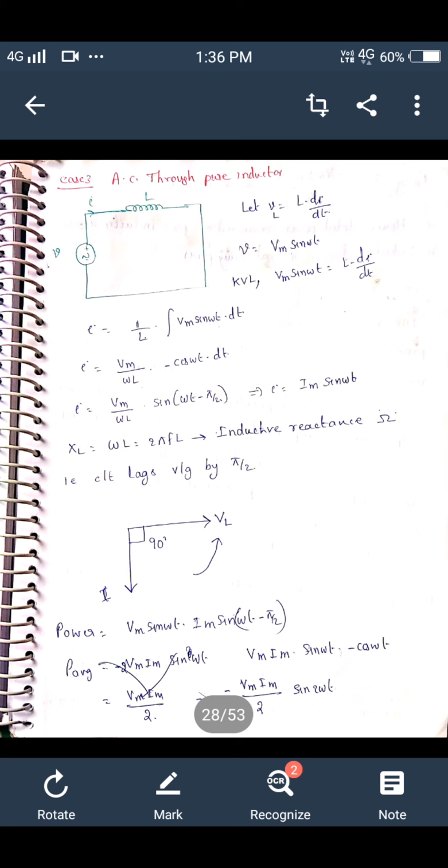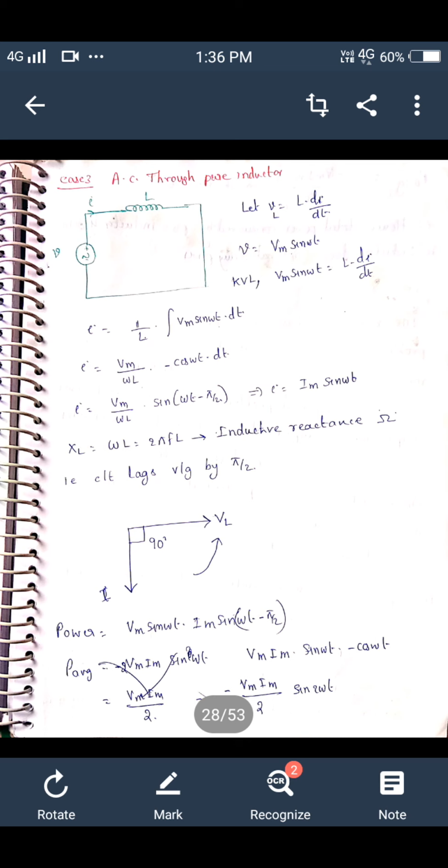So from this, if I want to derive the current expression, I have to integrate both sides with integral dt. So d by dt and integral dt will get cancelled. You can get I as I is equal to 1 by L integral Vm sin omega t dt. Why? Because we are integrating both sides with integral dt.